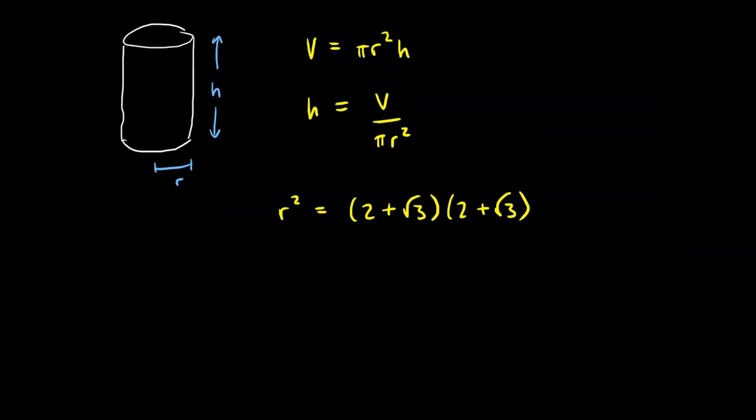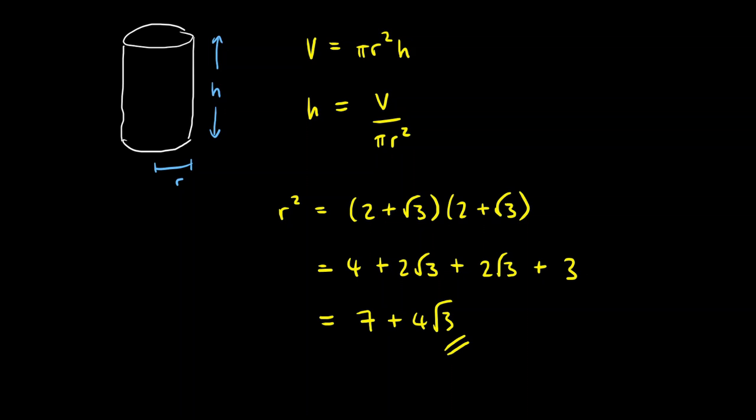And if I do that, I'm going to get 2 times by 2, which is 4, plus 2 times by root 3, which is 2 root 3, plus root 3 times by 2, which is 2 root 3, plus root 3 times by root 3, which is root 3 squared, which is just 3. Or if you prefer, you can think of it as root 9, and root 9 is 3. Now, if I add these up, I'm going to get 7 plus 4 root 3.